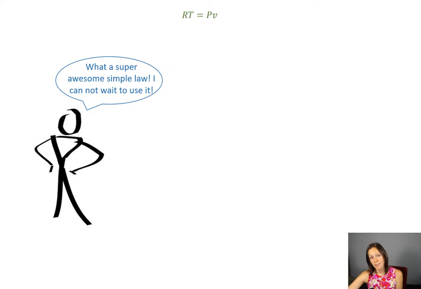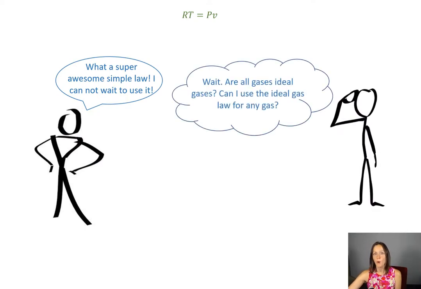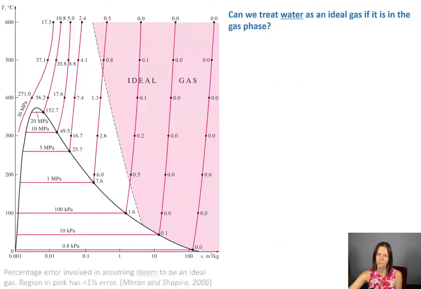So the ideal gas law is super simple to use and super convenient, but the question is, when can you use it? Can you use it anytime you've got a gas, or are there specific conditions that have to be the case in order for you to make that assumption?